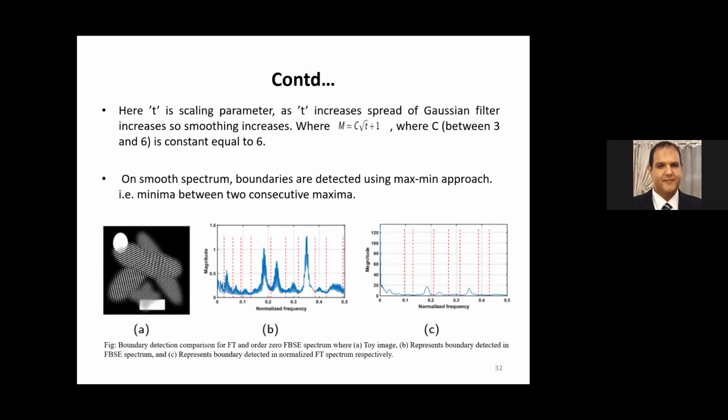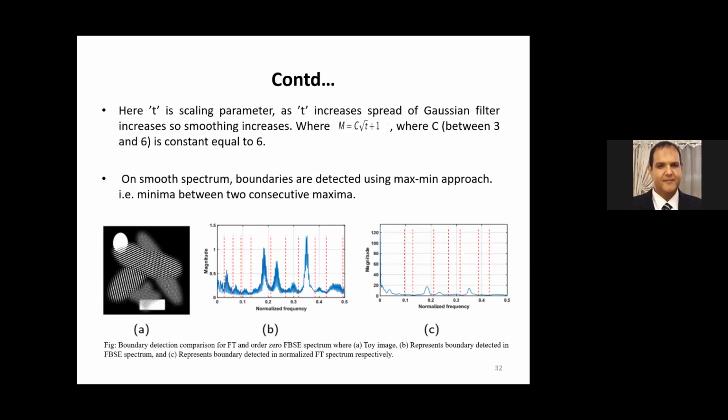we determine the components using the empirical wavelet filters. And here you can see an example: this is a toy image, and this is the Fourier transform, and the FBSE based method is giving more accurate boundaries, more nicely closed frequency components, and that is more suitable for the analysis.